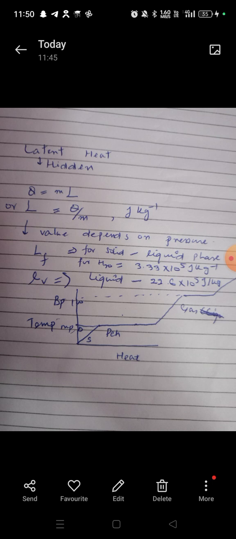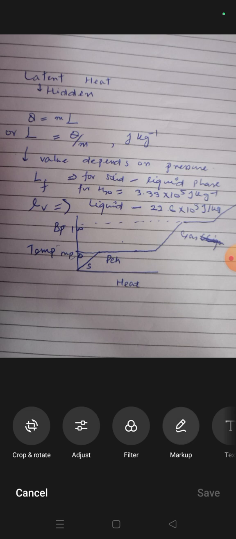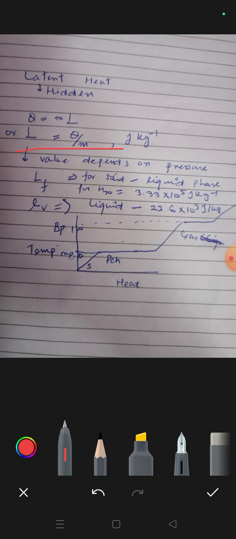And there is a formula for the same. Latent heat is given by the formula: heat energy is equal to mass into latent heat, Q equals mL. When you are supplying the heat, it is directly proportional to the mass of the substance, and the constant of proportionality is L, the latent heat. It depends upon the phase, the state, so you can call it latent heat of vaporization or latent heat of fusion. Here L comes to be Q by M. The value of latent heat depends on the pressure, and we have a very important concept here.